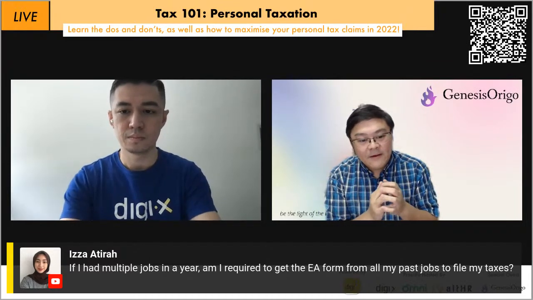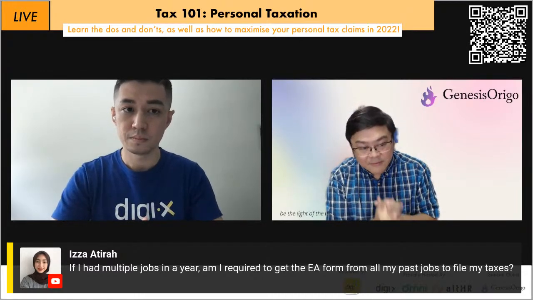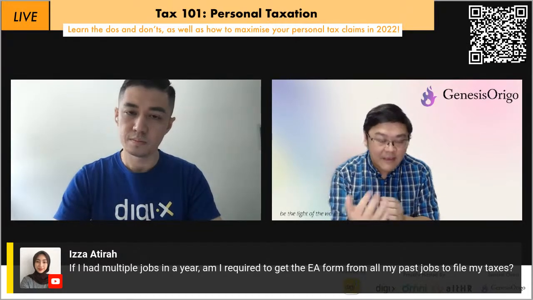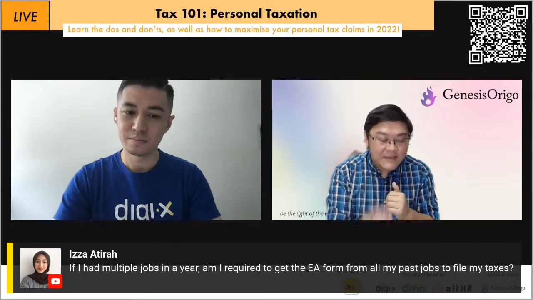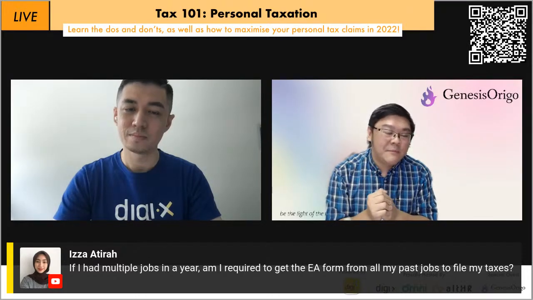So that's why for Iza's question, yes, if you have multiple jobs, you should get all the EA forms. If your boss didn't give you, get it from them. And then when you declare your income, remember to fill in the number of employments properly.